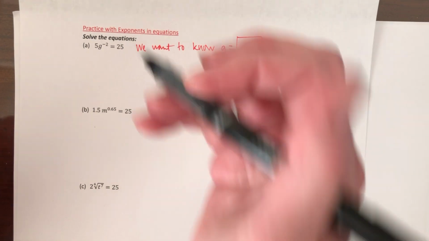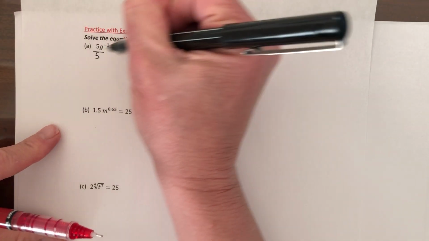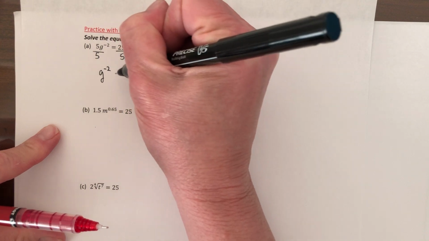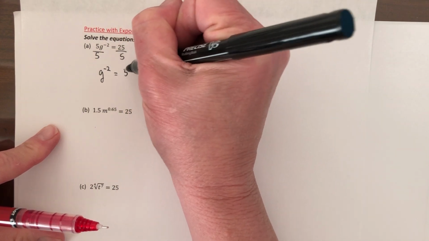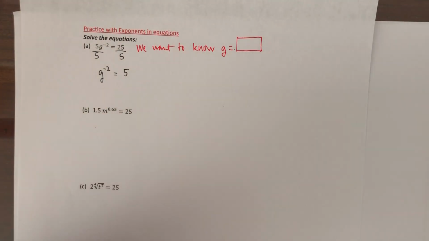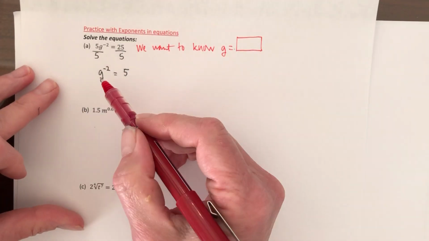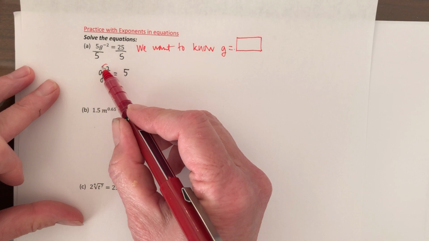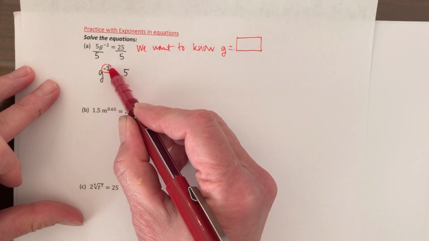First thing to do is divide both sides by 5. Get rid of that 5. So then we can say g to the negative 2 equals 25 divided by 5 is 5. We don't want to know what g to the negative 2 is. We want to know what g is. So we got to somehow make this into a 1.